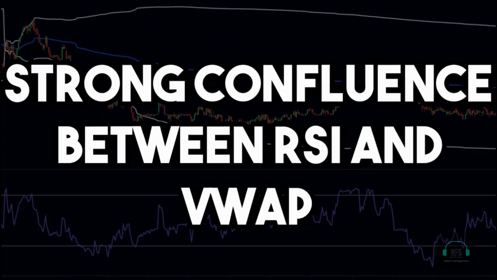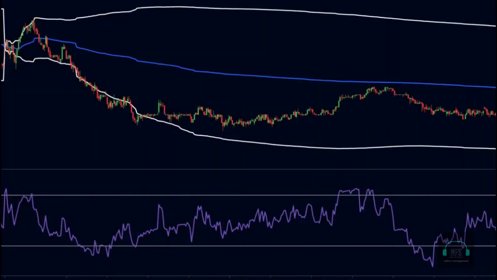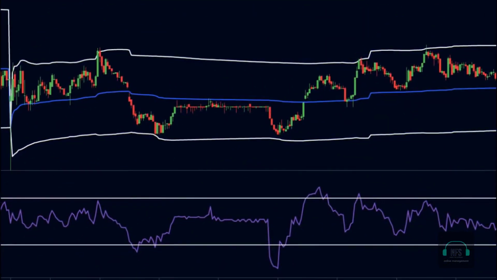So there is a strong confluence between the RSI and VWAP. Therefore we will place a sell trade here. We will keep our stop loss above the VWAP, and we will place our targets around the recent swing low. So these were the trades on trending market. Now let us look at trades in a ranging market.